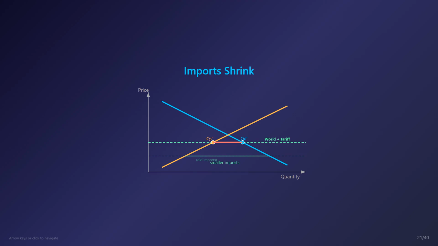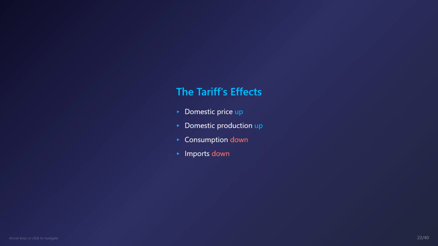Domestic production has risen and consumption has fallen, so the gap between them, the import quantity, gets narrower. The new, smaller imports sit between QS prime and QD prime, well inside the old import gap. So here are the tariff's effects. The domestic price goes up. Domestic production goes up. Consumption goes down. And imports go down. A tariff partly closes the economy back toward its no-trade state.